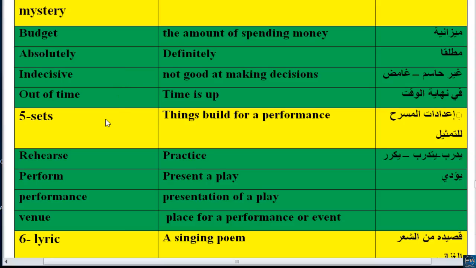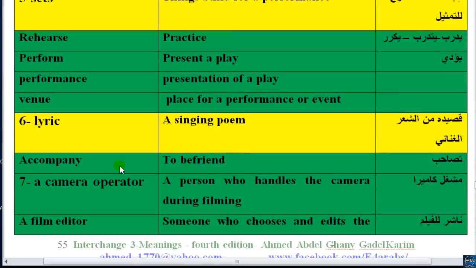5. Words of exercise number 5. Sets: things built for performance. Rehearse: the H is silent. Rehearse: practice. Perform: present a play. Performance: presentation of a play. Venue: place for a performance or event. Lyric: a singing poem. Accompany: to go with.